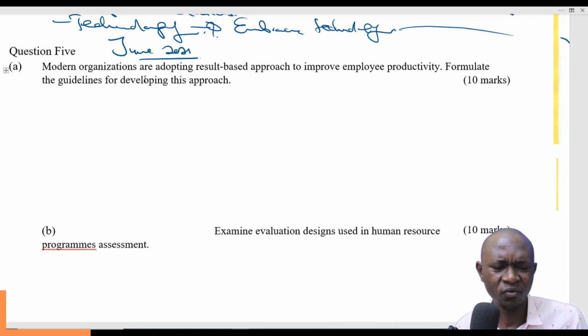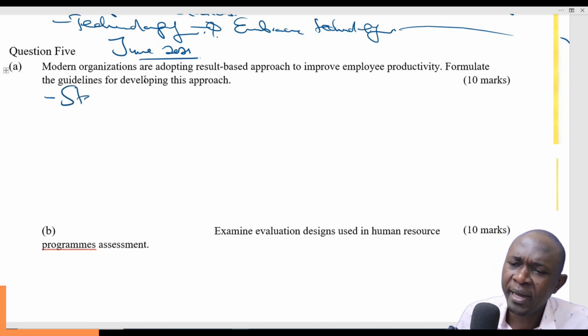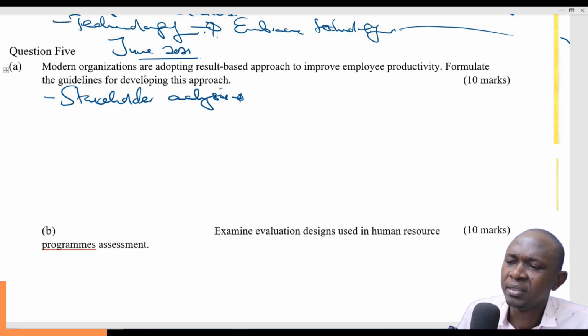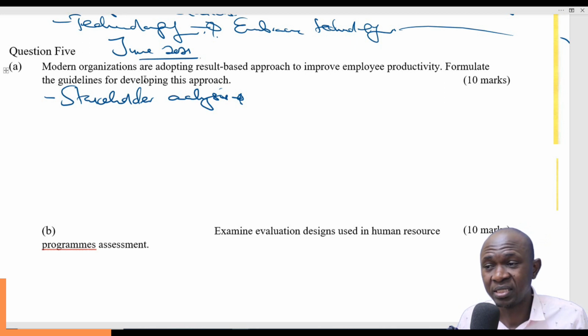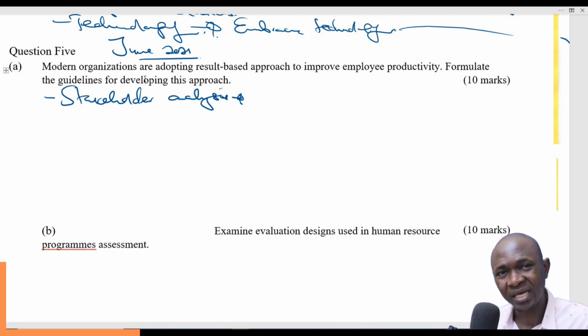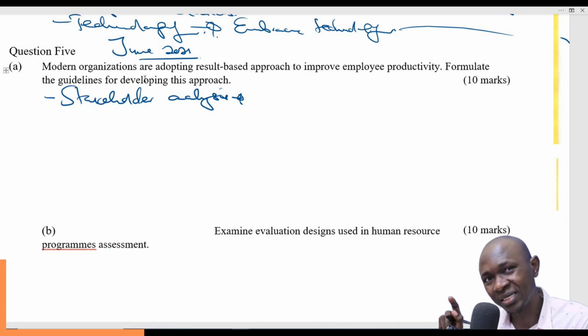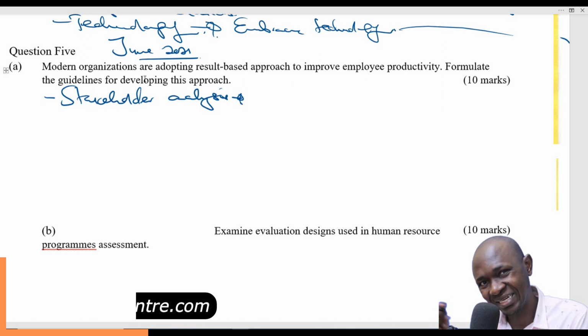What are some of the guidelines for developing this approach? Number 1, stakeholder analysis. Now, for you to use this approach, you must involve the stakeholders. The stakeholders in this case could be even the employees, could be the outsiders. What do they want? What do they want solved? What is their problem? It is that problem that will determine the output or the end result that they want.